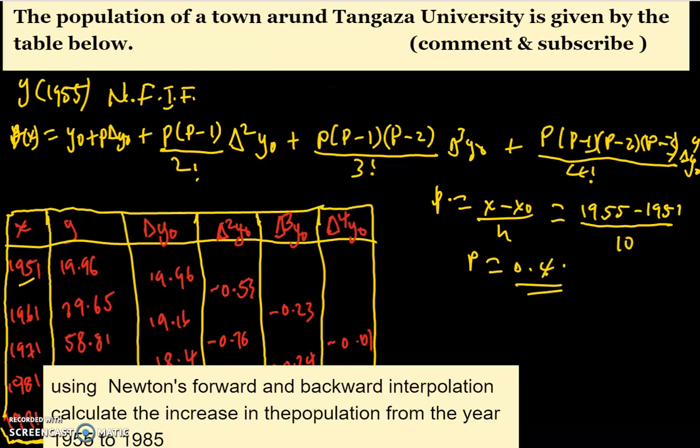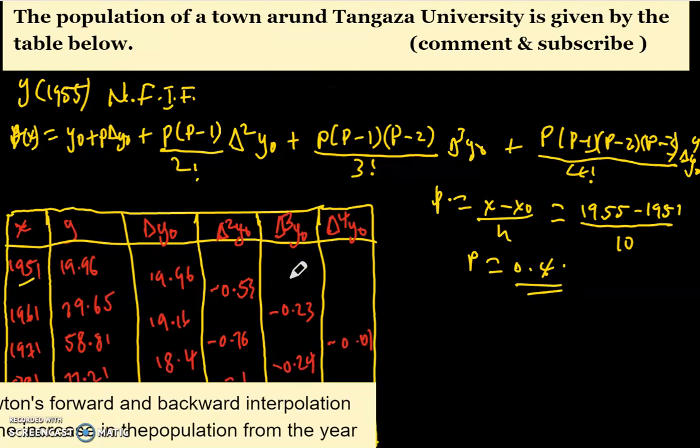Now we use this to find the y of 1955. For the Newton forward interpolation formula, we are going to use the first leading column in this table. We'll be calculating with this first leading column in the first forward. So we are going to plug this into this formula. Let us do that.